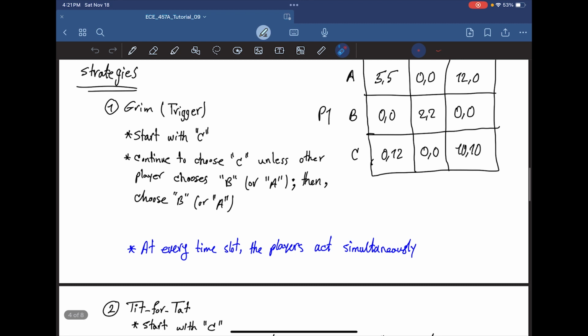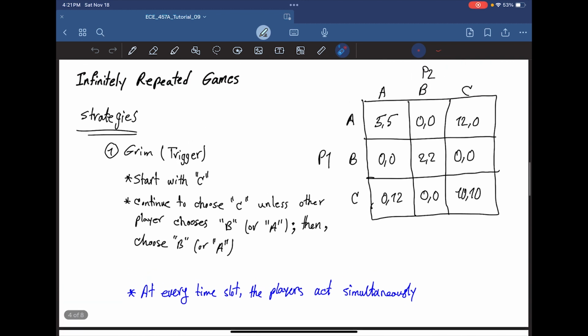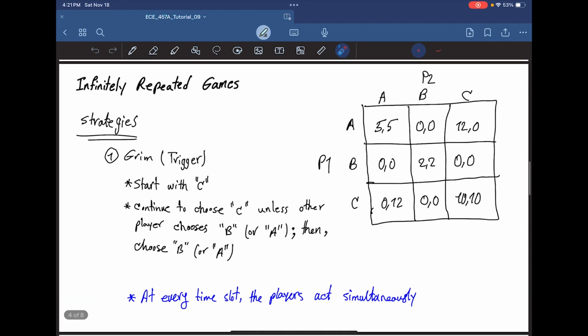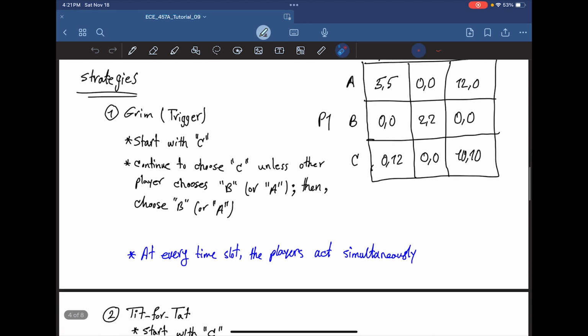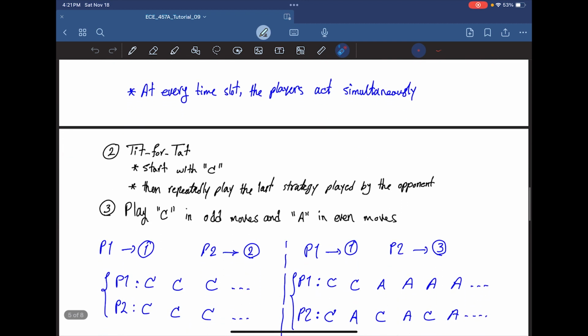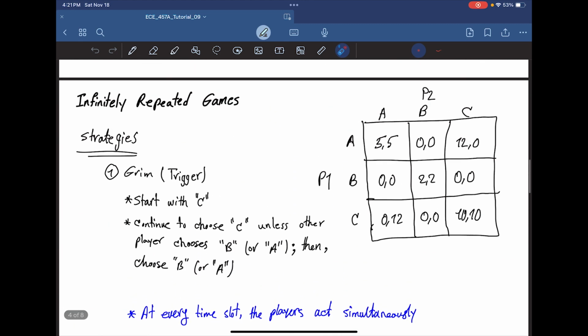And also note that in this game, at every time slot, the players act simultaneously. Okay, so we want to compare these three strategies against one another. So, for example, let's say that player 1 plays the first strategy, which is Grim or Trigger.